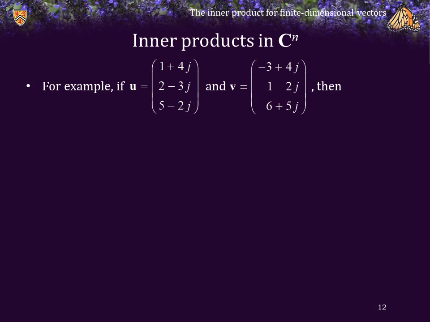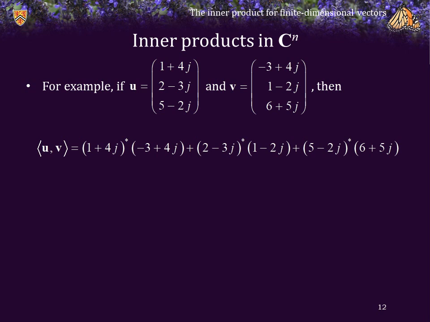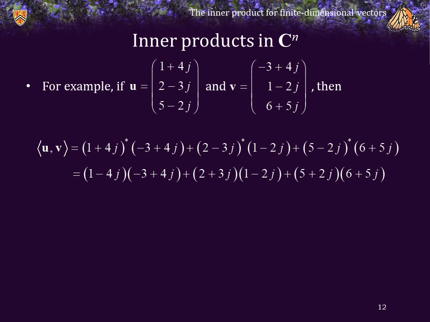All right, let's do an example here. We have 2 complex vectors here. So the inner product is the conjugate of the first entry multiplied by the corresponding entry in the second vector. So let's first calculate each of the 3 complex conjugates. 1 plus 4j becomes 1 minus 4j, 2 minus 3j becomes 2 plus 3j, and 5 minus 2j becomes 5 plus 2j.